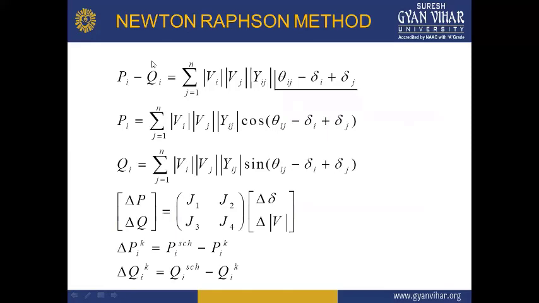After this, we have seen the Newton-Raphson method, in which we have seen how the Jacobian matrix is utilized to calculate the real and reactive power differences. And once the real and reactive power differences have been calculated, we can identify the limits, and then we will find out the other parameters.